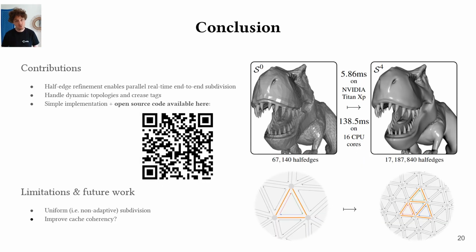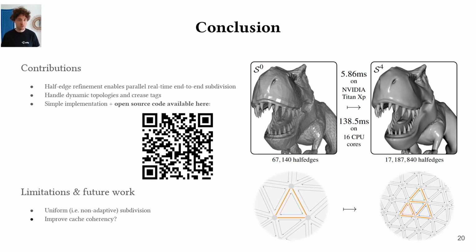So finally, I'd like to conclude by summarizing our contribution and restating that with this paper, we've extended the class of parallelizable and real-time subdivision algorithms to loop subdivision and making it applicable to dynamic topologies, including the handling of crease tags. Note that code is fully available for download, so feel free to look that up. The code actually implements not only loop subdivision, but also Catmull-Clark subdivision of our last year's contribution.